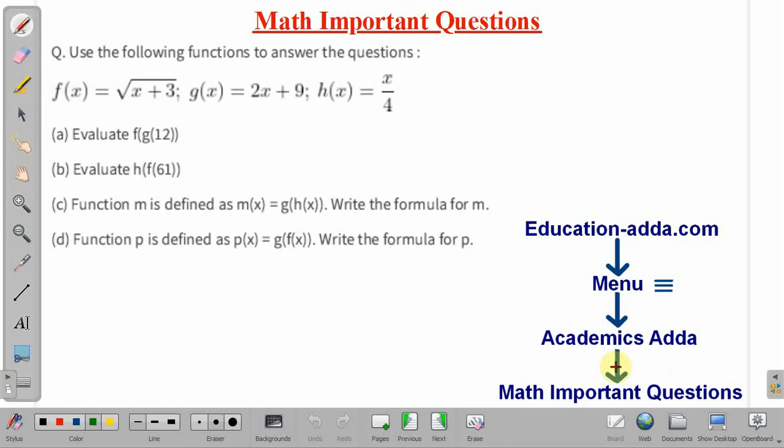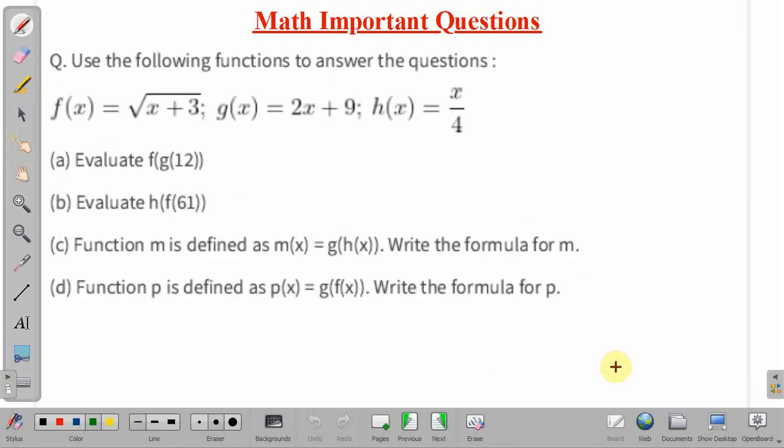Okay friends, coming back to the given question. See what is given here? Three functions are given: f(x) equal to under root x plus 3, g(x) equal to twice of x plus 9, and h(x) equal to x by 4. Now we have to evaluate f of g of 12. So this is a composite function, and in part B we have to evaluate h of f of 61.